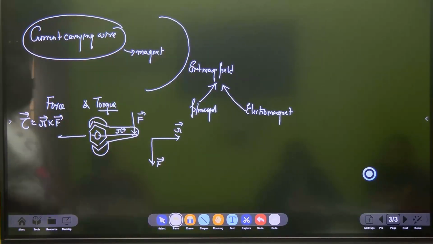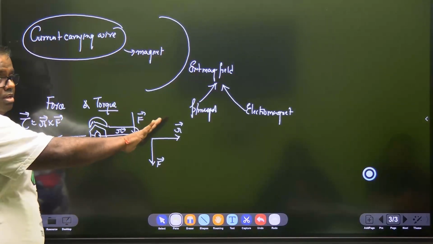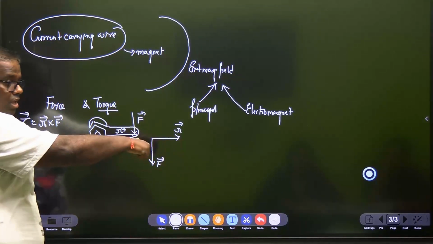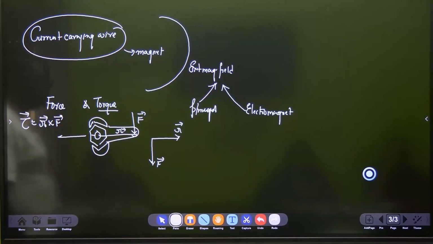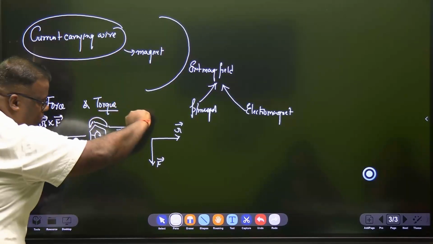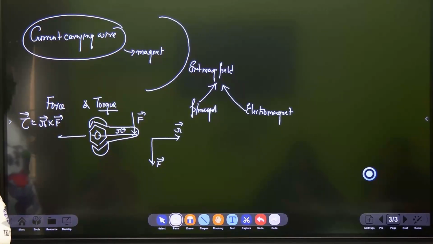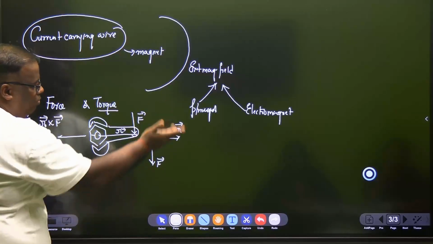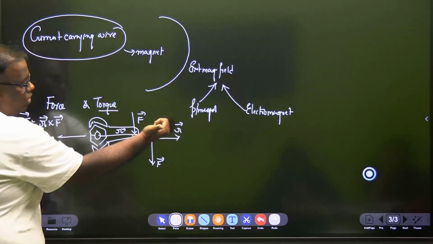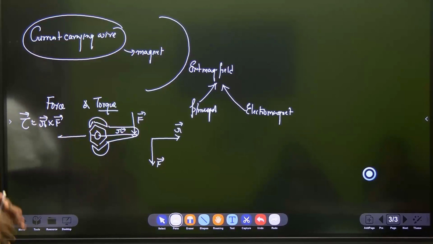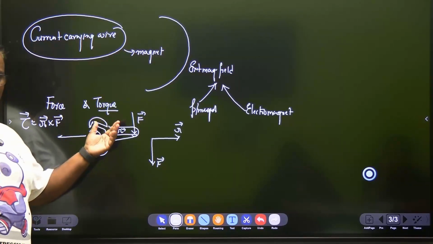R cross F. Now just see. If you cross R with F, where is the thumb pointing? Inside. Now just think, if you put the spanner in this direction, don't you think the bolt will go inside? Yes, the torque goes inside. And if your F was upwards, R cross F, torque is outside. So if you move the spanner this side, the bolt ultimately comes out. Torque is a vector quantity.